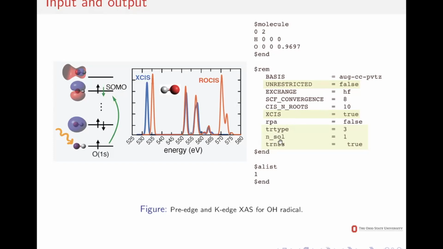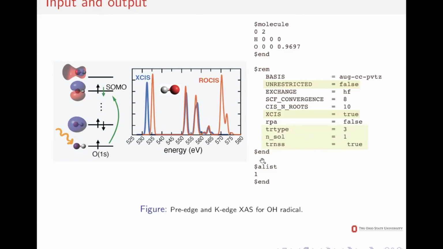TRNSS type equals 3. So it actually controls the reduced subspace. It controls the number of active orbitals you need and the full subspace of the virtual orbitals. For XS, you need as many virtuals as you can. NSOL is basically the number of orbitals you need. For the OH radical, I just need the pre-KH and KH of oxygen. So that's why you need only one orbital, one oxygen 1s. So that's why I put one in the NSOL section. And TRNSS equals true actually invokes the CVS approximation.